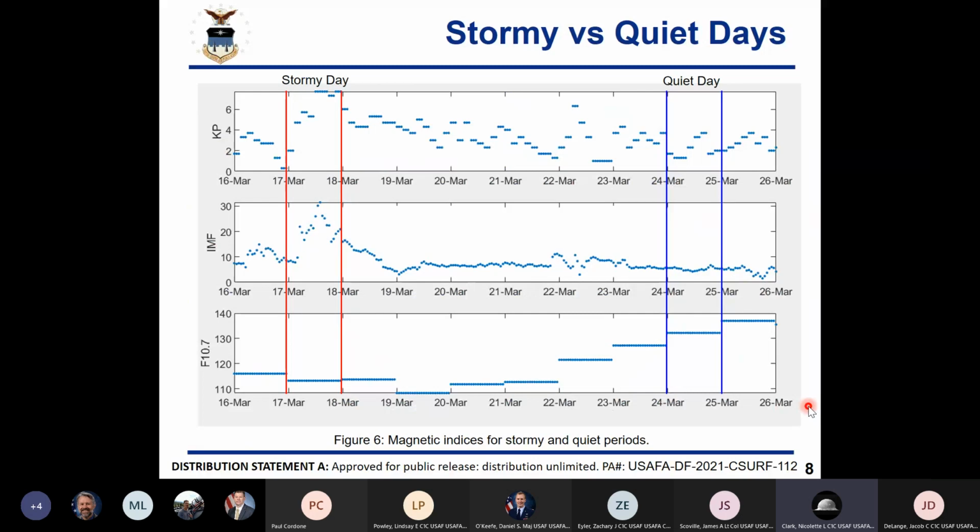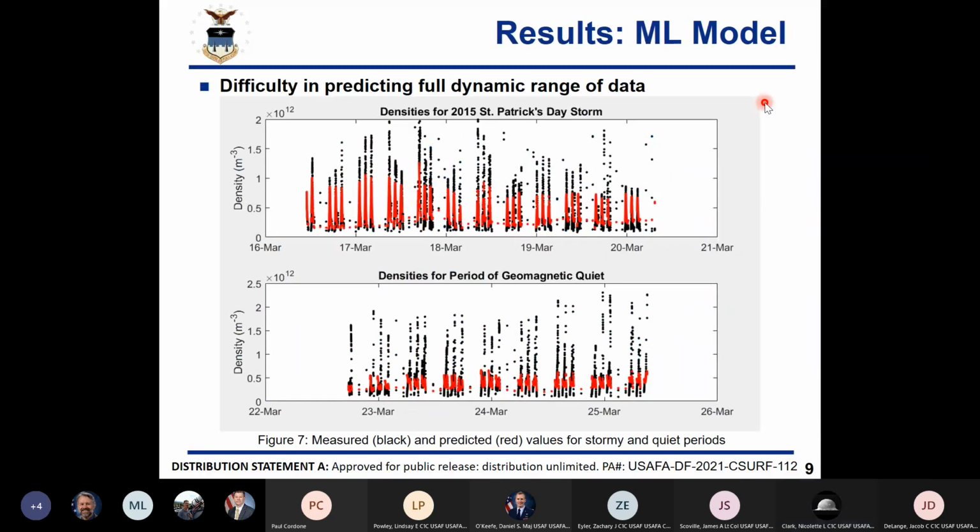We also evaluated our model's performance during times of geomagnetic storm and geomagnetic quiet. And we used a time period from 16 to 26 March because at that time there was a geomagnetic storm directly followed by a period of quiet geomagnetic activity. And the reason I show you these plots is to talk about how we selected stormy versus quiet times. So we based that on the KP geomagnetic index. And when KP was elevated above about 4, we considered that to be a geomagnetic storm. And when it was below 4, that was considered a period of geomagnetic quiet, which is important to our results that I'm going to show you next.